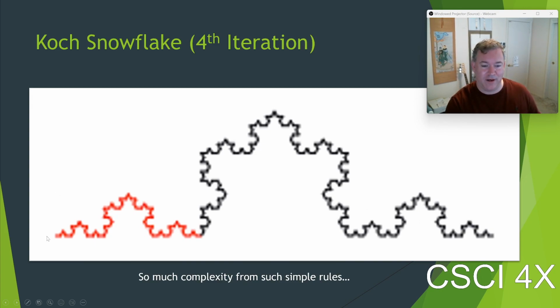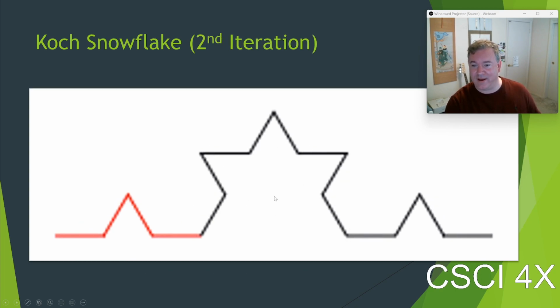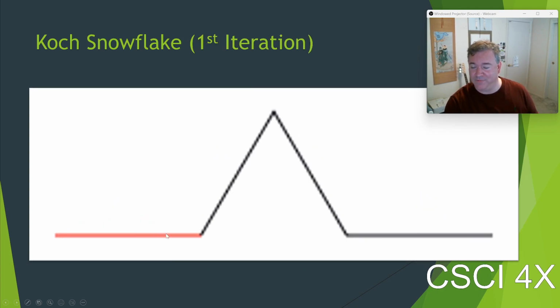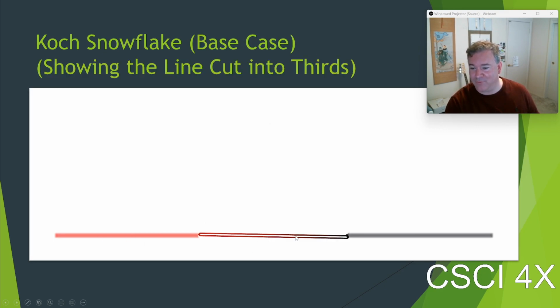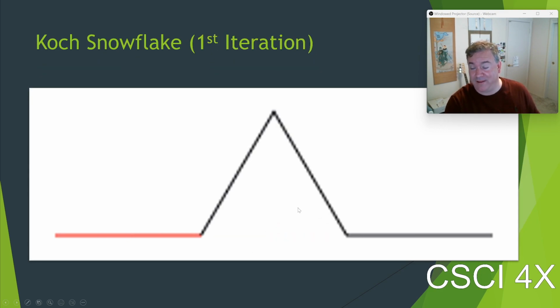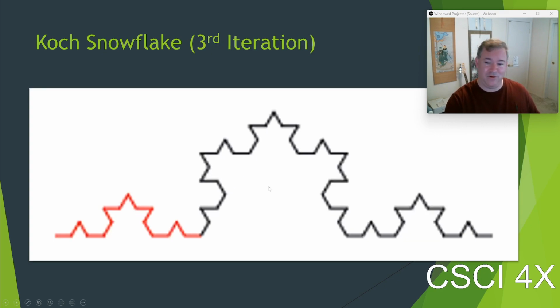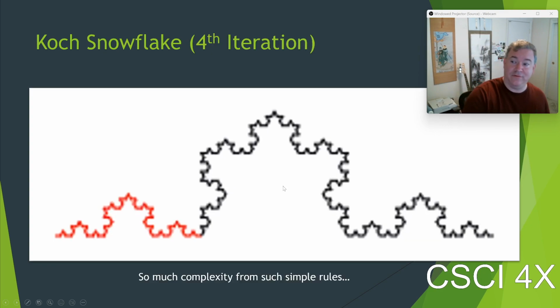If you wanted to write a program that would go left and up and right and left and down and up, man, that's a tough one. Whereas the actual algorithm to make this is very simple. Take a line and replace the middle third with a mountain. That's it. That's all it is. And you could write that program yourself in Scratch pretty easily.